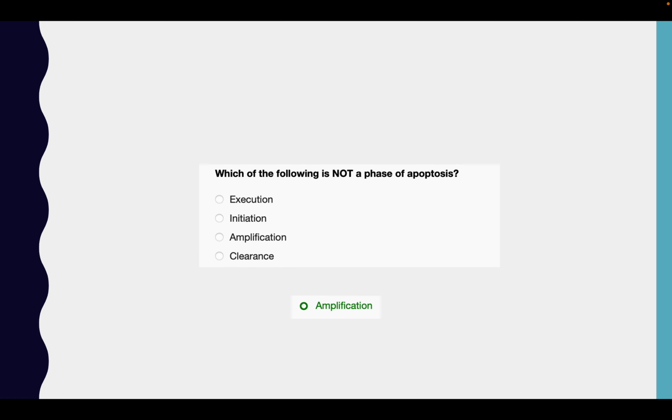Now clearance. What is clearance? All the debris generated after apoptosis will be cleared by macrophages or phagosomes. Yes. And it has no role with the amplification, right?